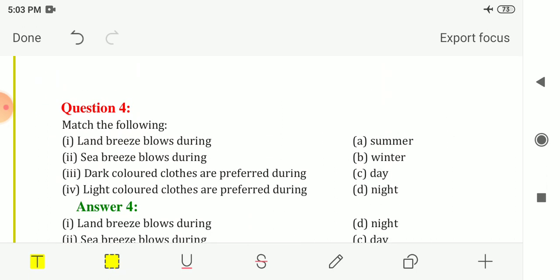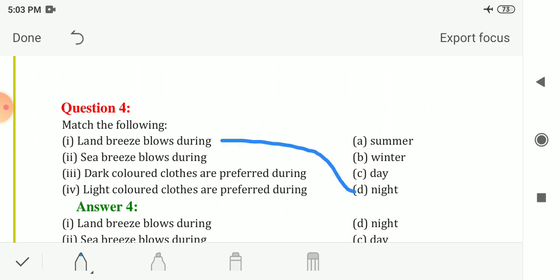Now next is matching. In the matching, first it's given to you, land breeze blows during. So your answer is night. During night times land breeze blows from land to sea, and sea breeze blows during the daytime. So your answer is option C, day. Next is, dark colored clothes are preferred during. We prefer these dark color clothes during the winter season. So your answer is winter, and light color clothes are preferred during the summer season and they absorb less heat as compared to the dark color clothes. So your answer is summer.